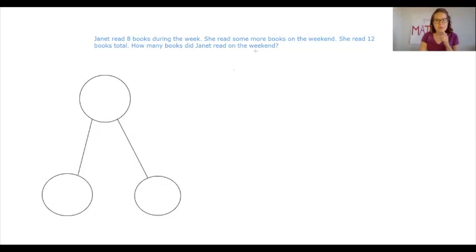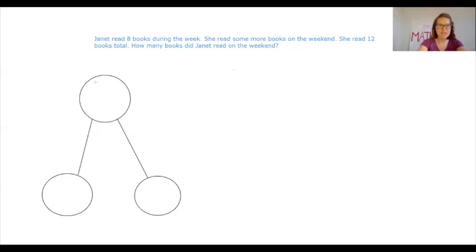I hear an important word. Do you hear that important word? It starts with a T. Total. Good, the word is total. So what do I have here? Do you remember what this thing is called with the 3 circles? Good, a number bond. So in the top circle, we're going to put the total. So what was the total number of books that Janet read? Look in the problem. Good, she read 12 books total.